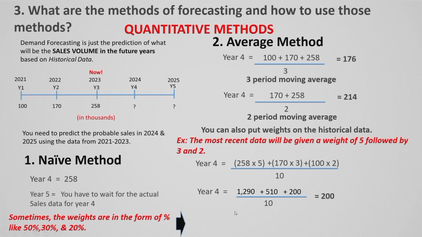So, if that's the case, the 258 will be multiplied with 0.50, which is the decimal form of 50%, and the 170 will be times 0.30, and the 100 sales at year 1 will be multiplied with 0.20. Now, simplify, and you are still going to get 200. So, there is no need to divide it by the sum of the weights because the 0.50 plus 0.30 plus 0.20 is still 1. So the answer will still be 200 even if we divide these with 1. So that's it. That's for the average method.